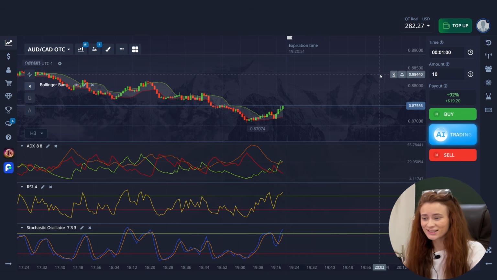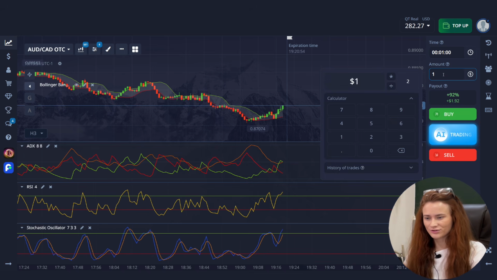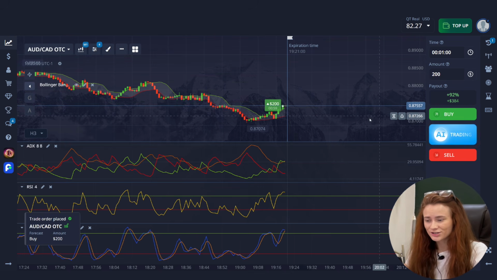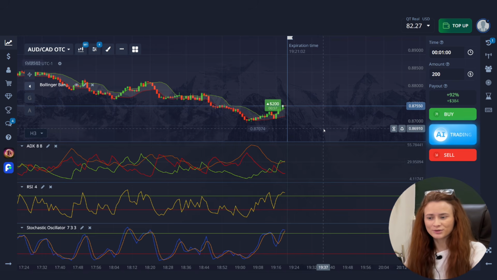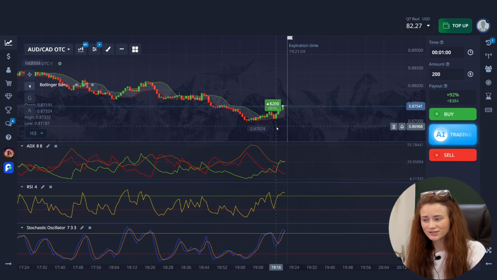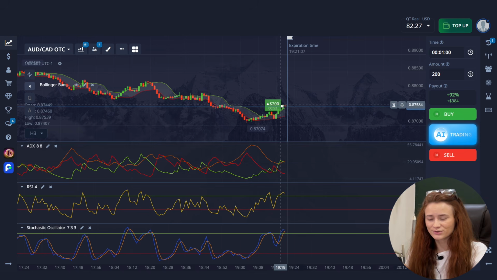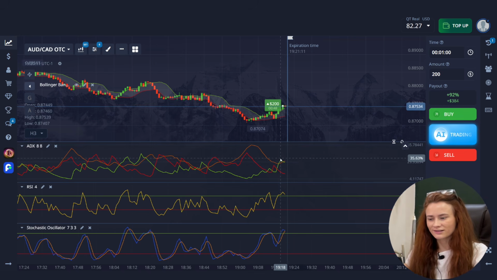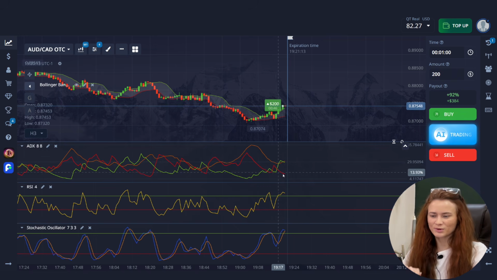Now this is the right kind of setup. Opening the trade to increase the price, and the amount will be $100. So look, everything is in here. Price broke through Bollinger Band's upper boundary, ADX shows lines crossing, RSI crossed level 70, and stochastic is above 80. All 4 gave a signal at the same time, and this is exactly what we're looking for.